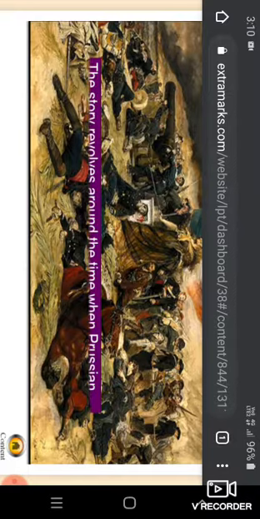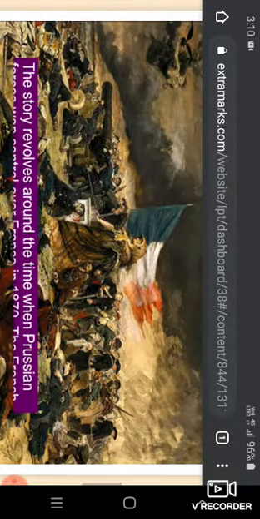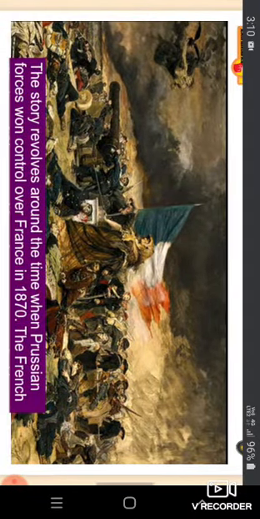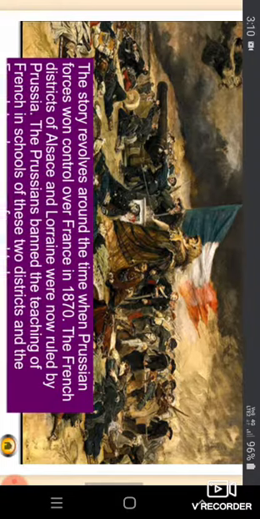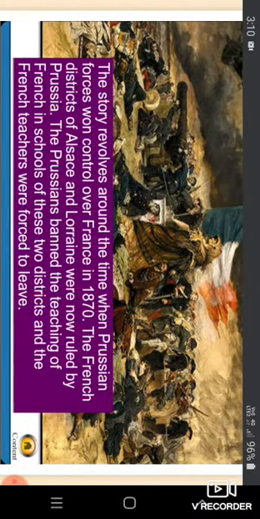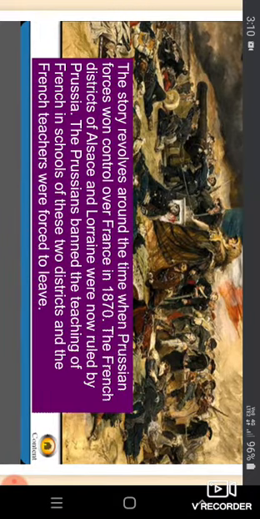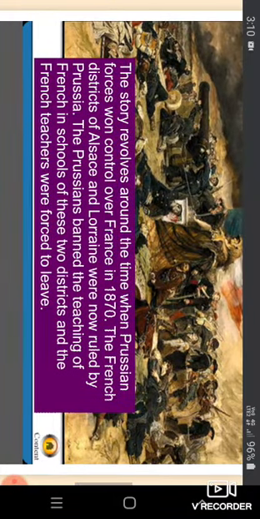The story revolves around the time when Prussian forces won control over France in 1870. The French districts of Alsace and Lorraine were now ruled by Prussia. The Prussians banned the teaching of French in schools of these two districts, and the French teachers were forced to leave.